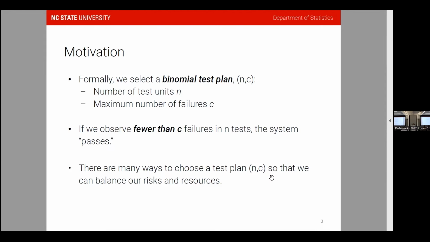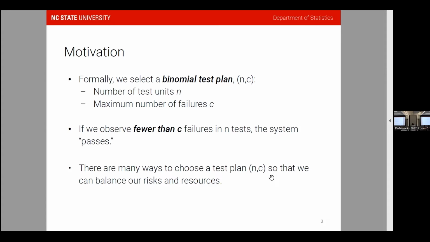So to put this more formally, we would like to select what's called a binomial test plan, where we select a tuple N and C, where N is the number of test units that we want to test, and C is the maximum number of failures allowed. And so if we observe fewer than C failures out of the N test units, then the system passes. And similarly, if we observe more than C failures out of the N test units, then the system would not pass.